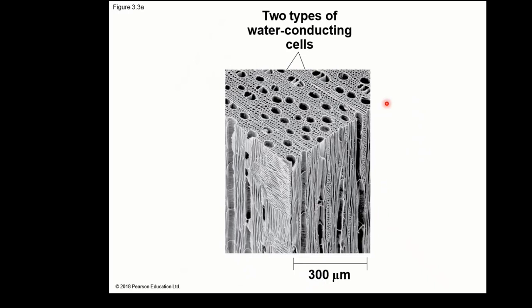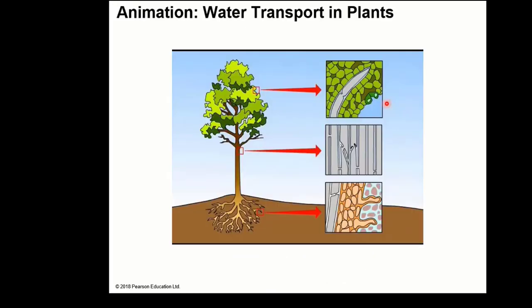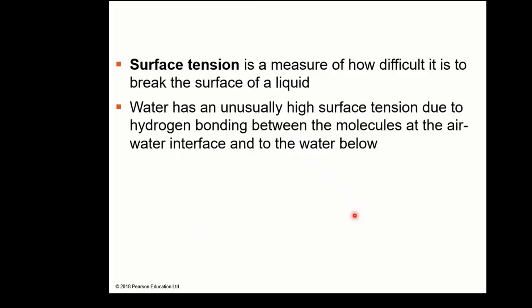Then there are two types of water conducting cells. You will see the animation of water transport in plants, where the water is transported from the leaves, then from the branch, and then from the root cells as it goes. And there is what we term surface tension.